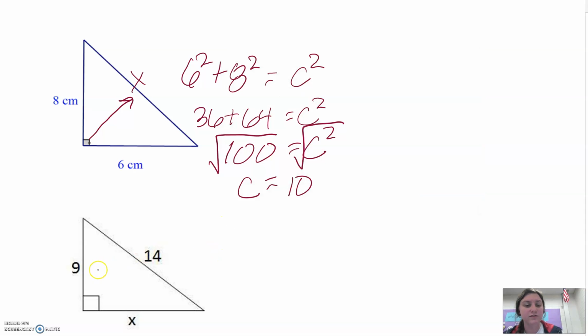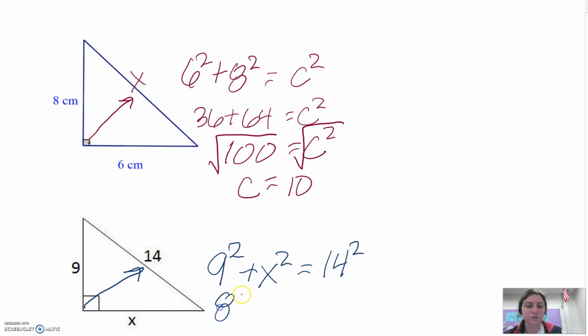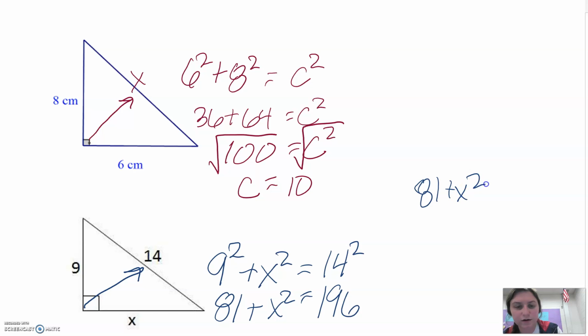Okay, so we've got a side that we know, 9 squared, and then we don't know that side, so we'll say plus x squared equals, and this is opposite the right angle, so we know it is 14 squared. So this is 81. 14 squared, anybody know that off the top of their heads? 196. So we can go ahead and solve that by minusing, well, we'll write it up here. So 81 plus x squared equals 196.